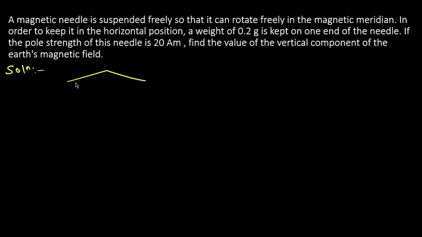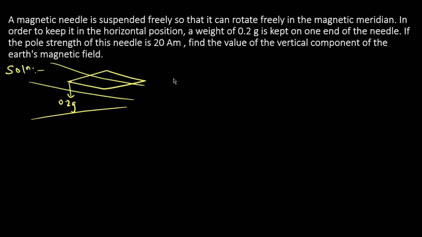So there is a magnetic needle and there is a weight of 0.2 gram placed here in order to keep it in horizontal position. Now we know that Earth's magnetic field is not uniform. So suppose this is the Earth's magnetic field. The Earth's magnetic field has two components, that is horizontal component and vertical component. So this will be the vertical component for this needle. Now the torque will be generated due to the vertical component, since the horizontal component will make 0 degree angle with this magnetic needle, so torque will be 0.